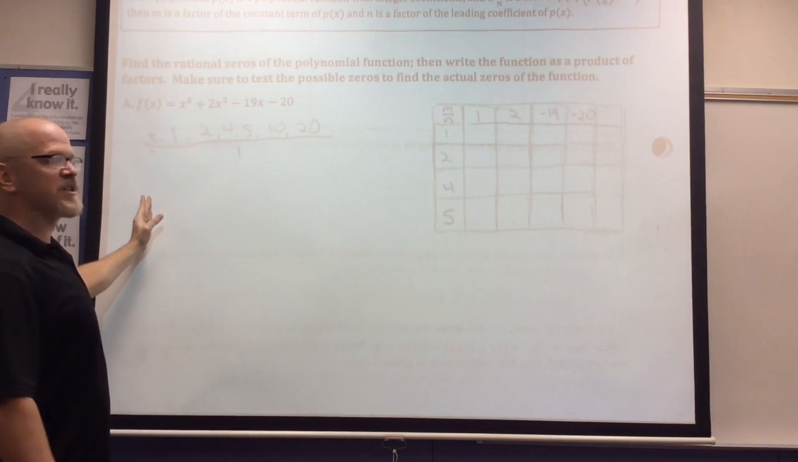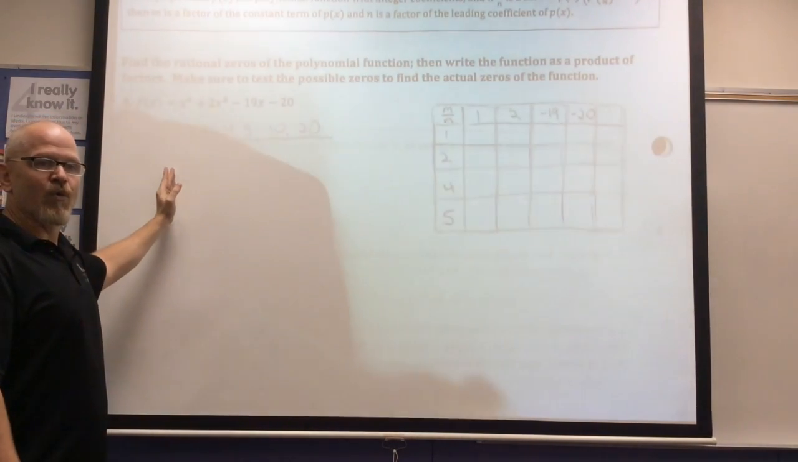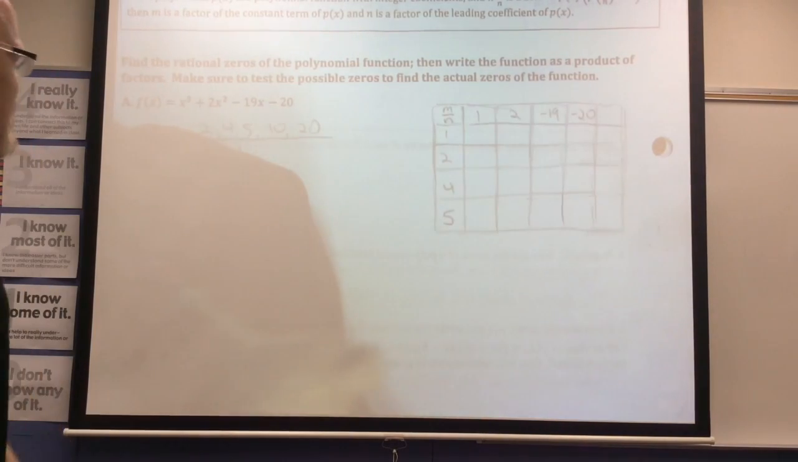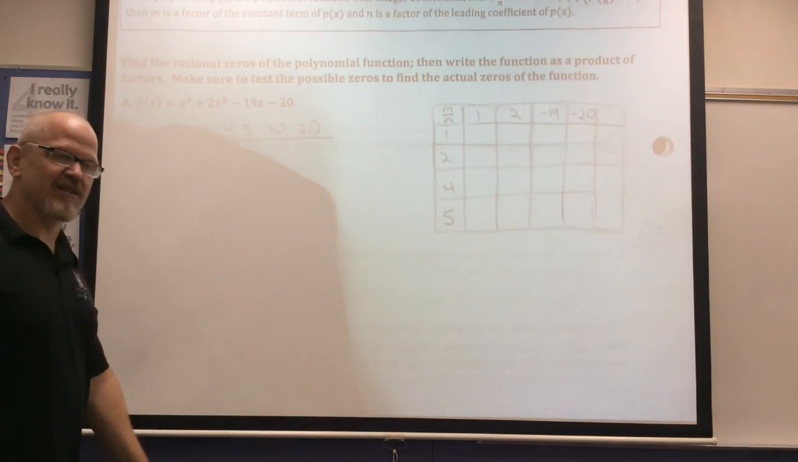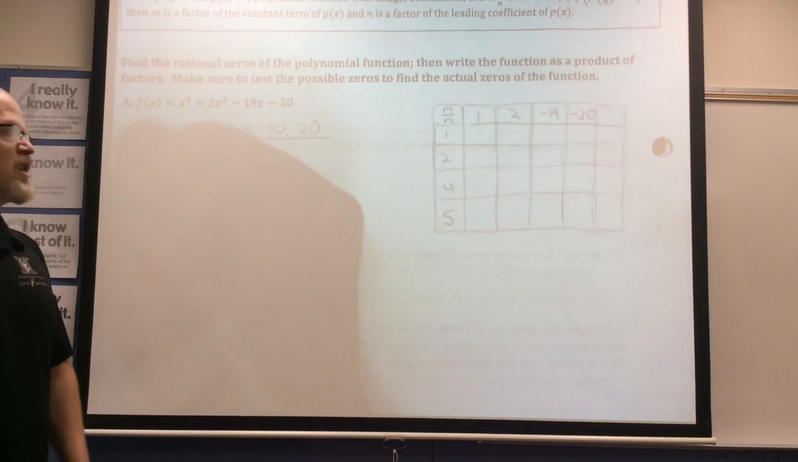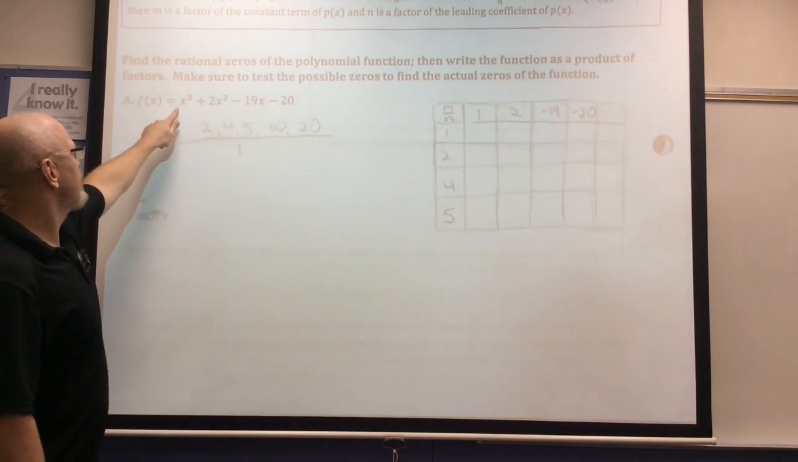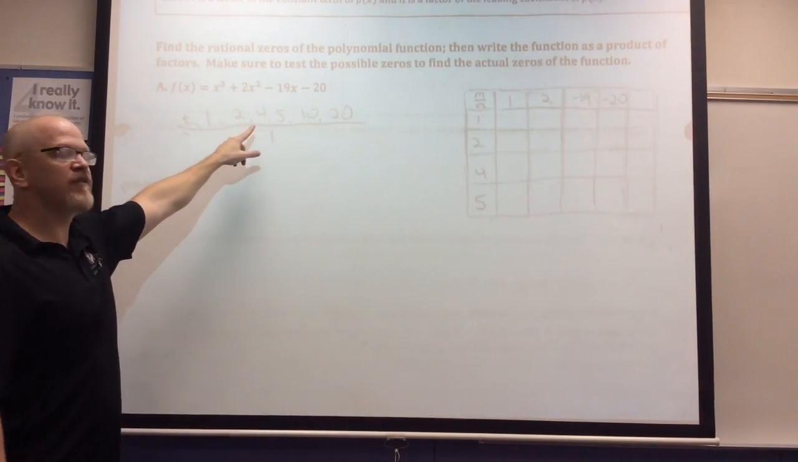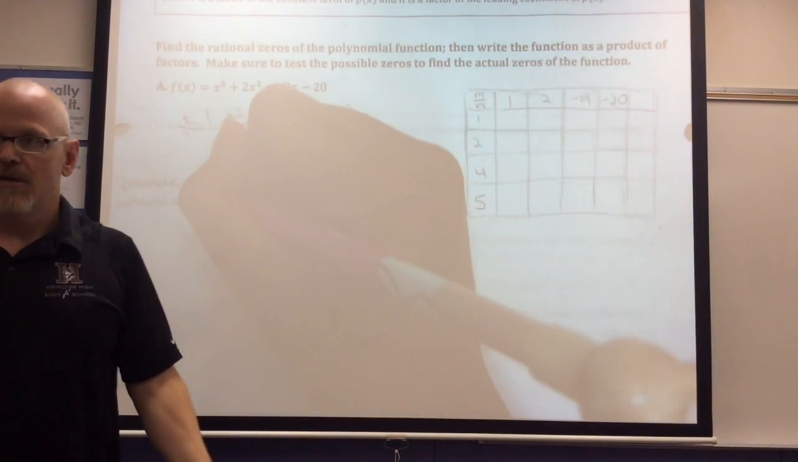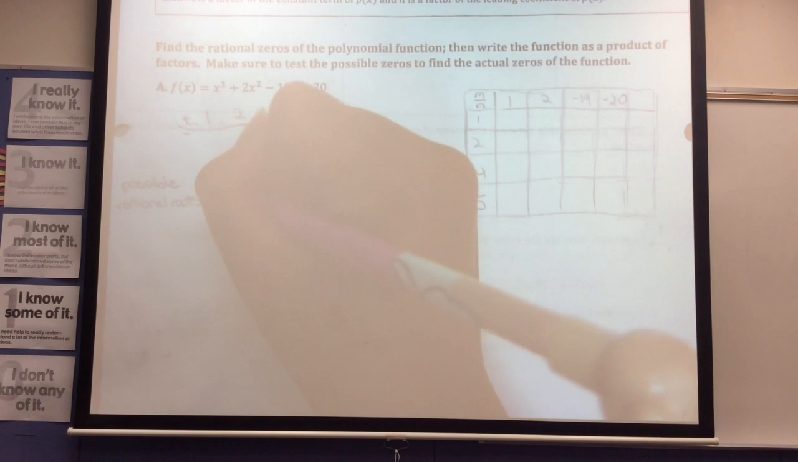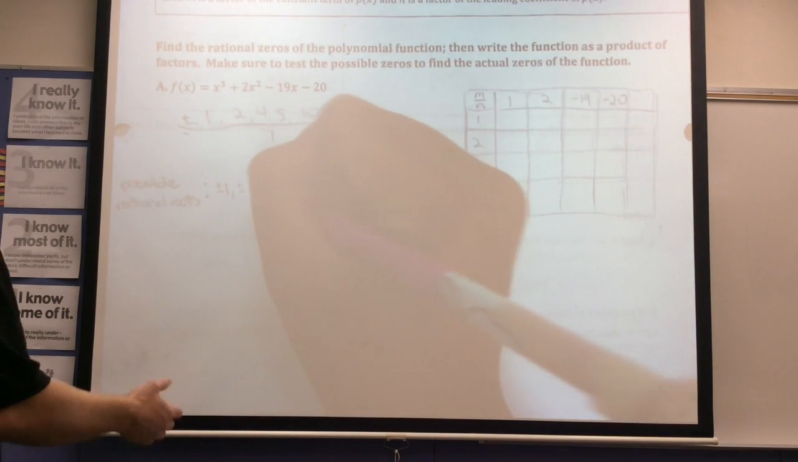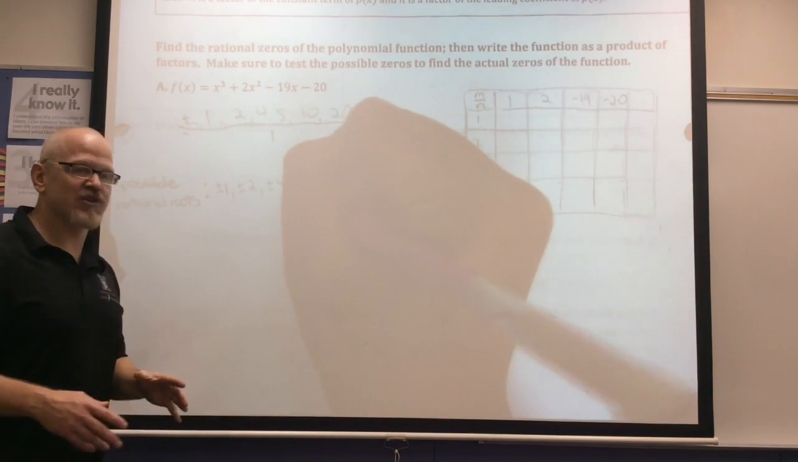So let's go ahead and put possible rational roots. Since the denominator is 1, do we have to list it? No. So we've got positive negative 1, positive negative 2, positive negative 4. What's the next two? 5, positive negative 10, positive negative 20. And those are our possible rational roots.